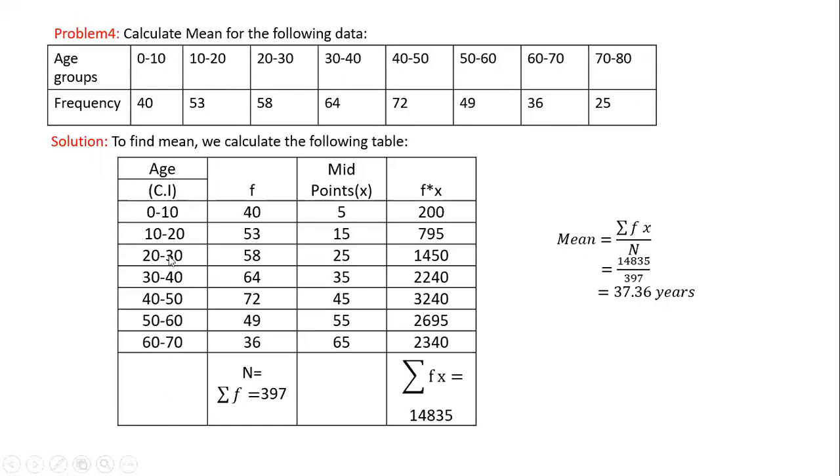Now I'll take the midpoint of each interval. So the midpoints are 5, 15, 25 and so on. Now f into x, I'll get this. Summation of f x equals 14,835. Now N is the sum of all the frequencies, so 397. The formula is mean equals summation of f x divided by capital N. So 14,835 divided by 397 gives 37.36, which is the mean of the given grouped data.